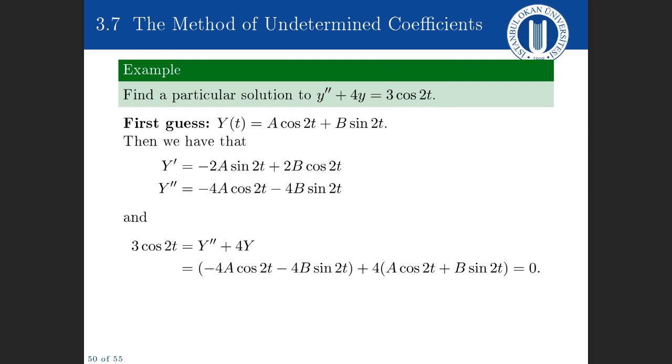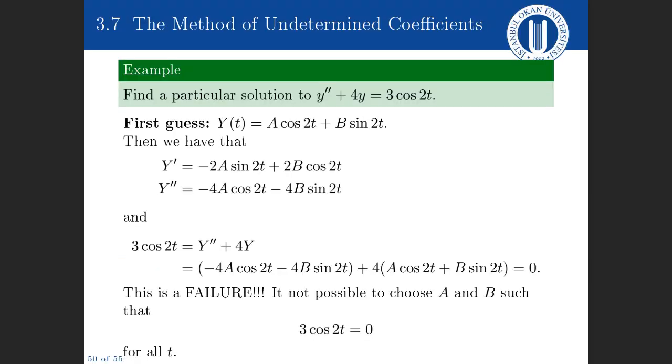Differentiate two times and substitute into the differential equation. And we end up with 3 cos 2t is equal to 0. We need to choose A and B so this is true for all t. But we can't. This is a failure. It's not possible to choose A and B to make this true for all t.